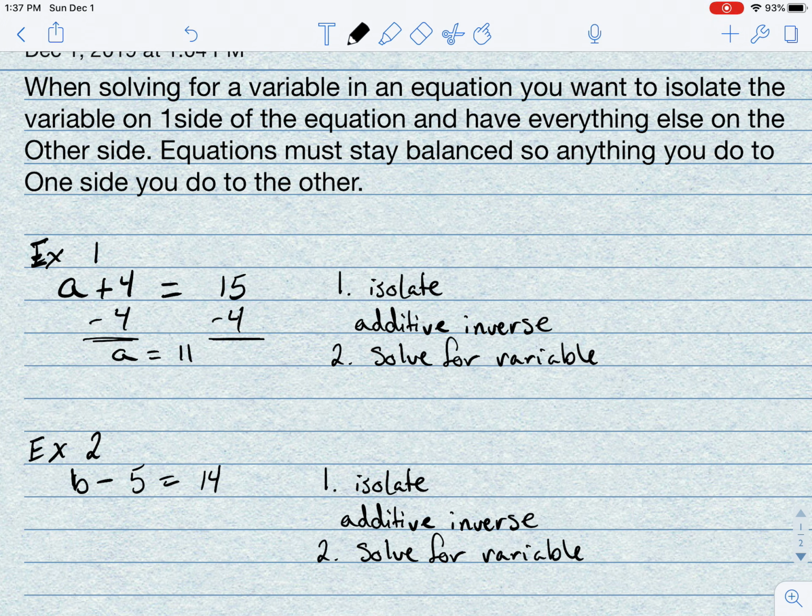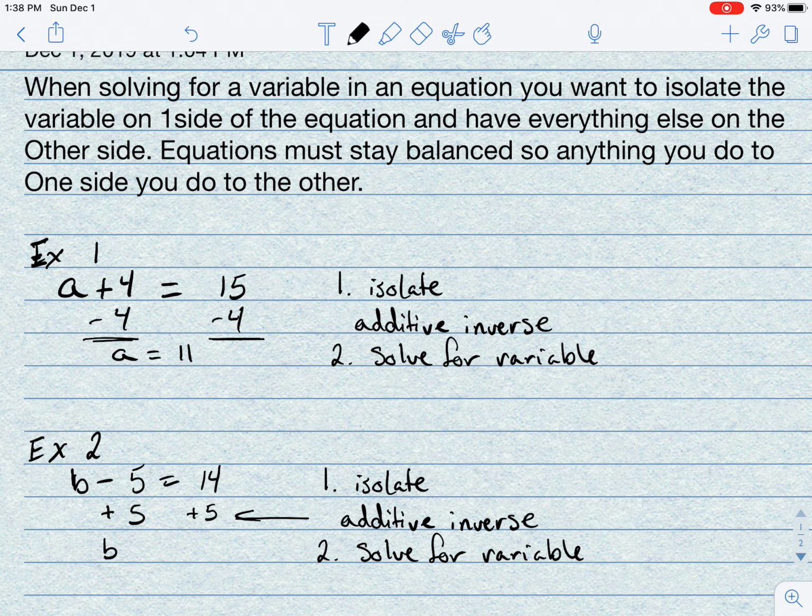All right, so b minus 5 equals 14. Once again, we want to isolate b on its own side. So we're going to add 5. That is, once again, the additive inverse of minus 5 is adding 5. And what we do to one side, we do to the other. So we add 5 to both sides.